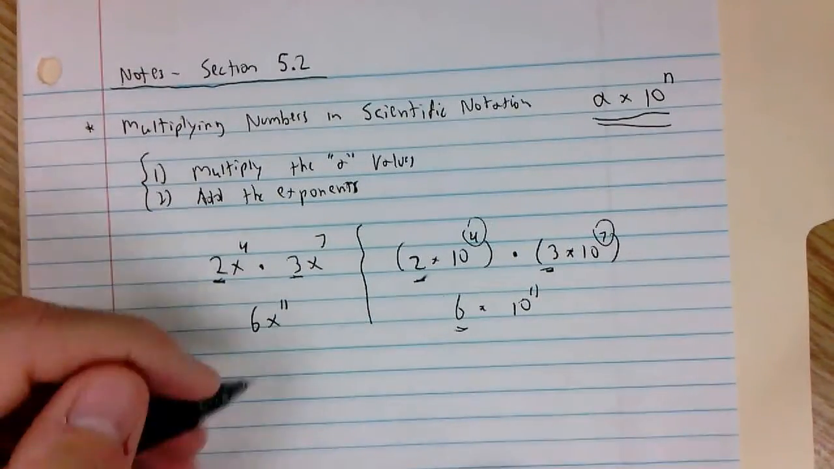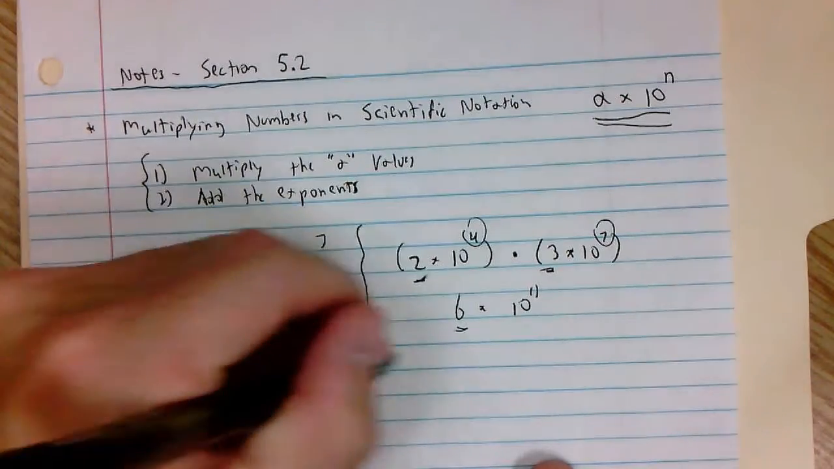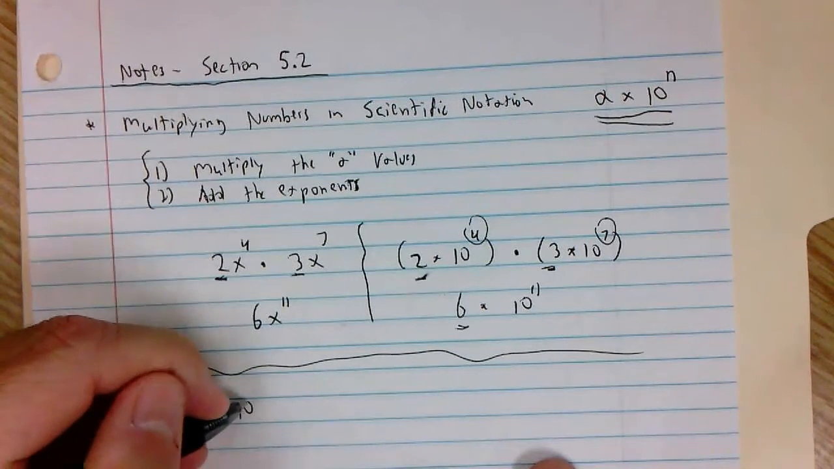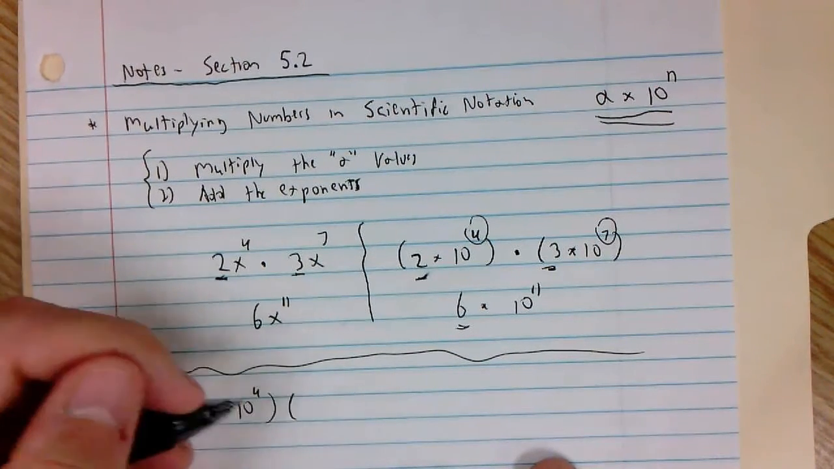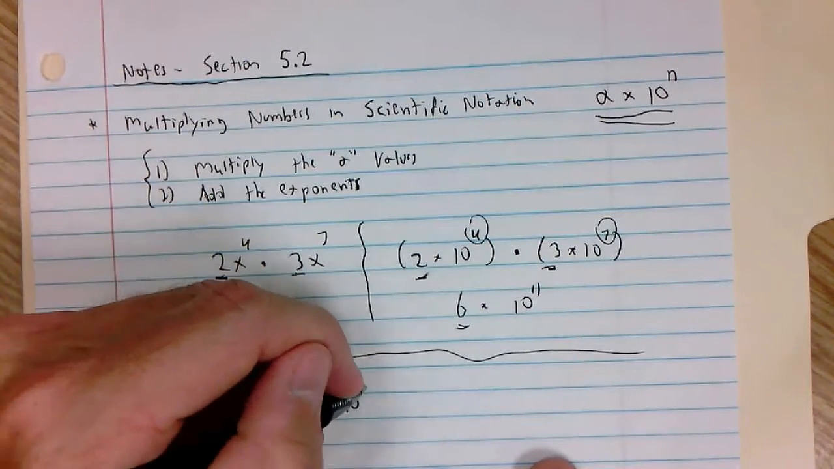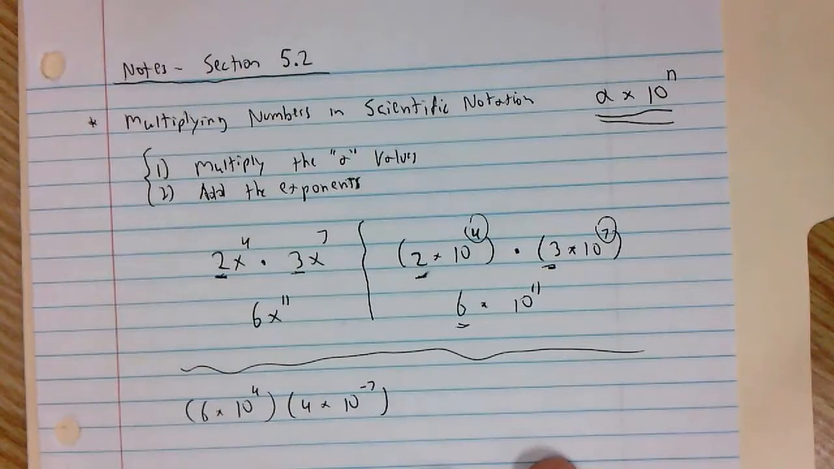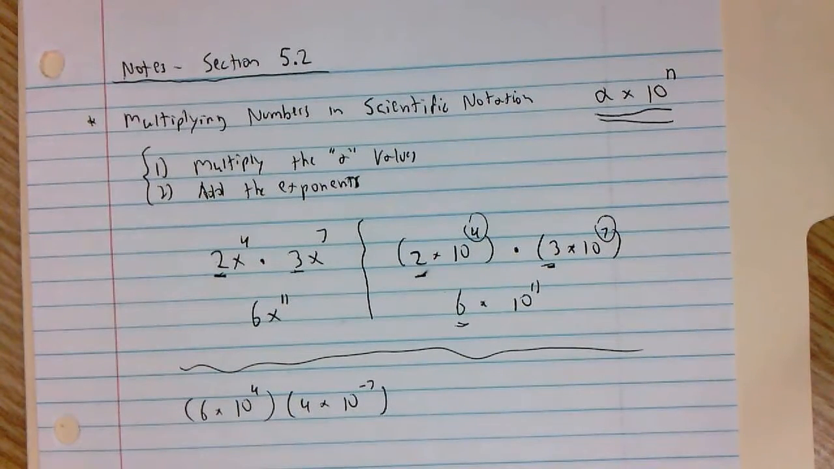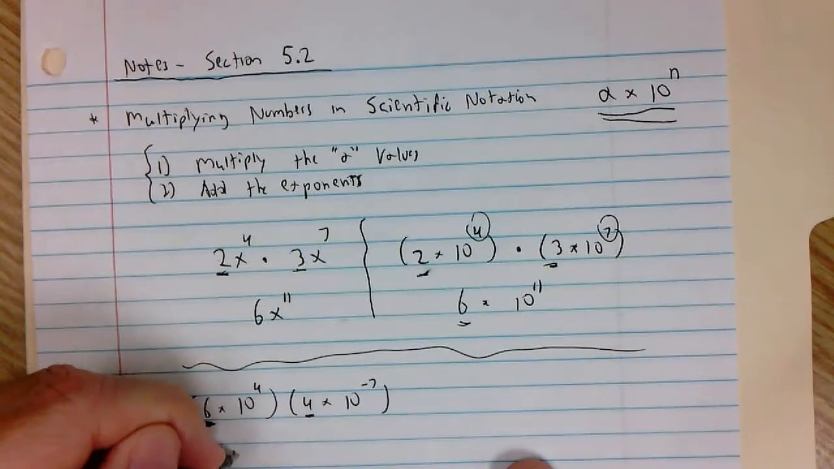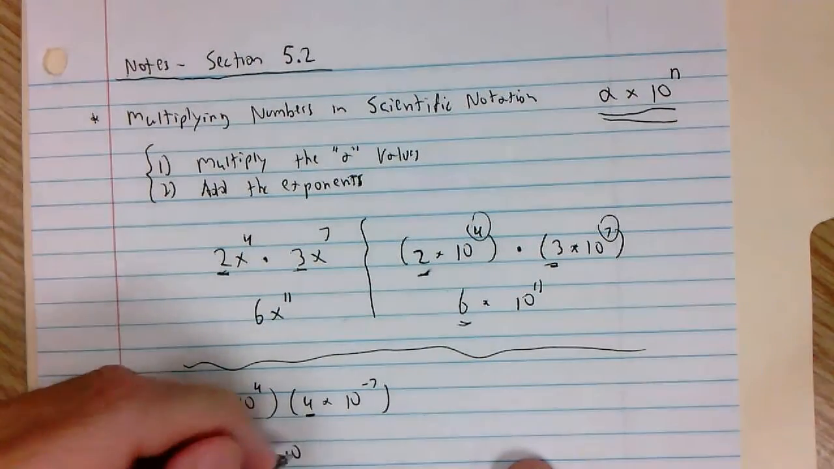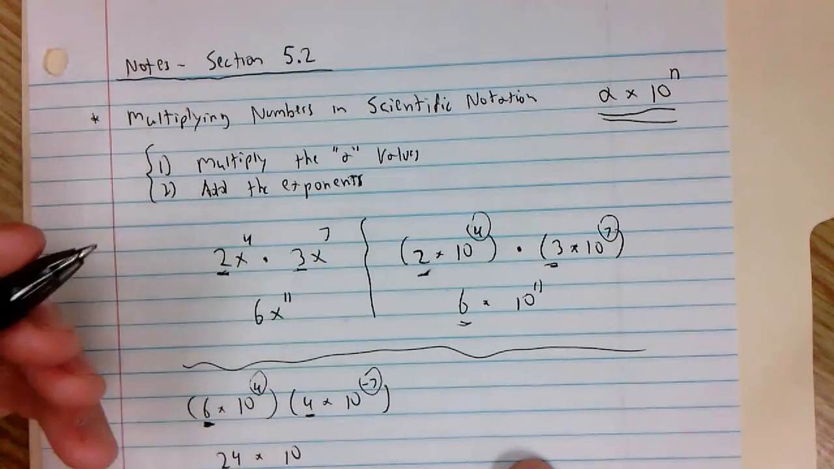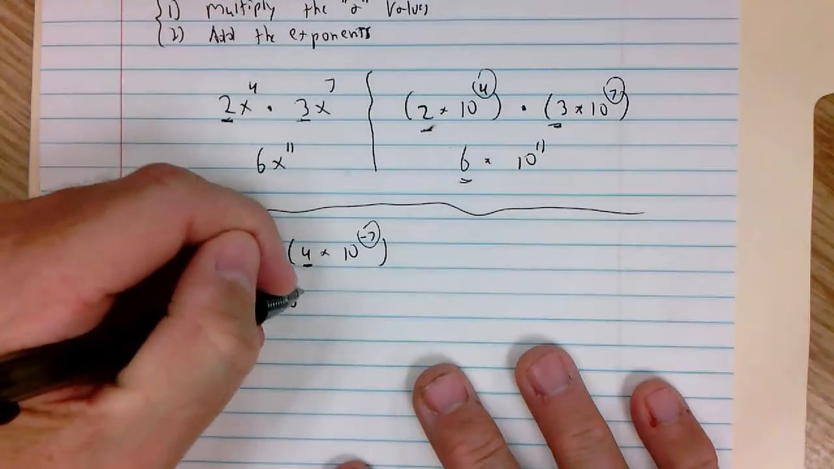Let me show you one tricky thing that sometimes happens, and that would be something like this. What if I had 6 times 10 to the 4th times 4 times 10 to the negative 7th? Okay, so here is the tricky thing. This time, when I multiply the a values together, I get 24, and when I add the exponents, the 4 and the negative 7 added together would be negative 3.